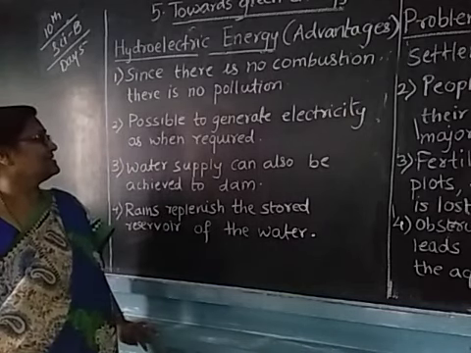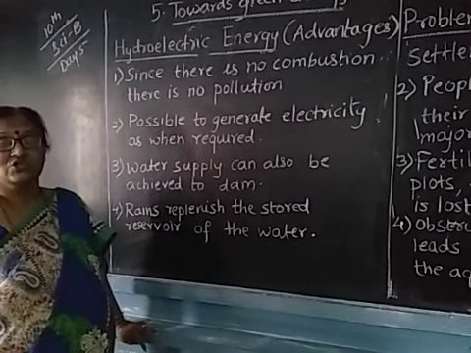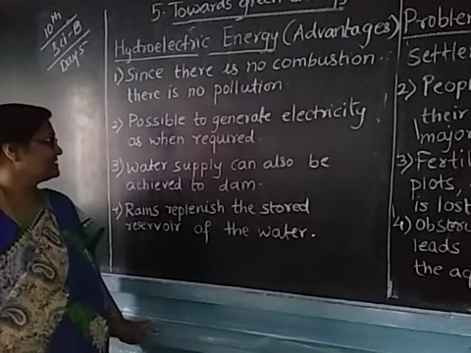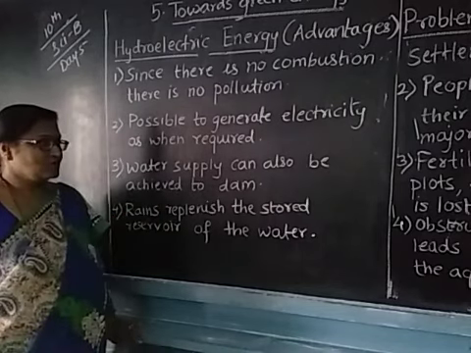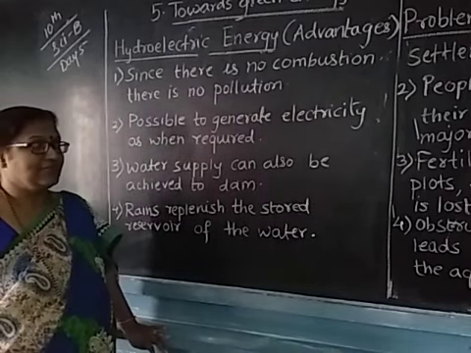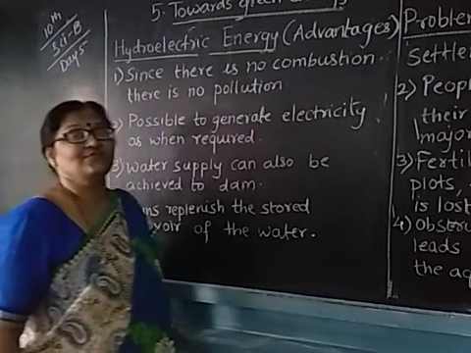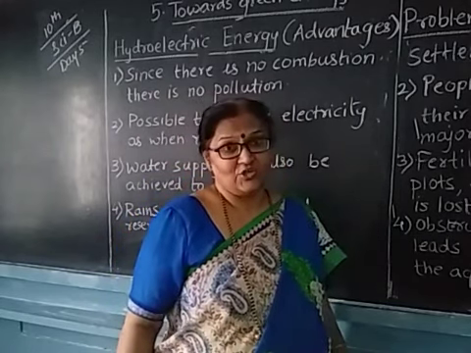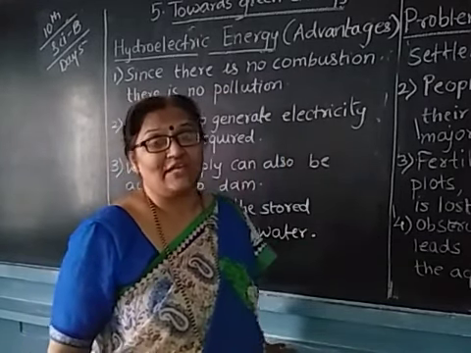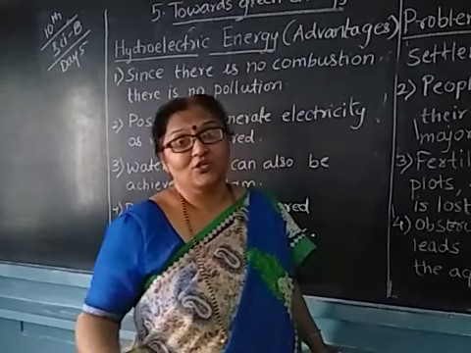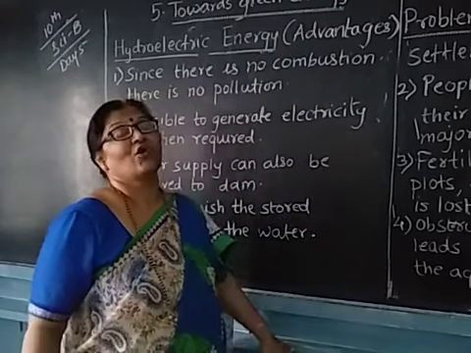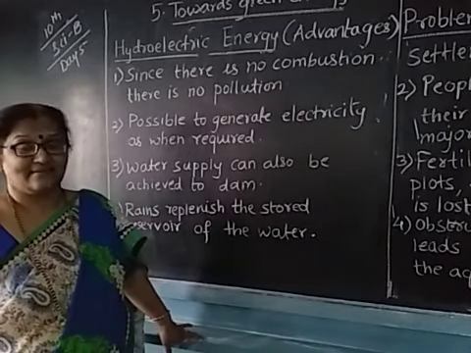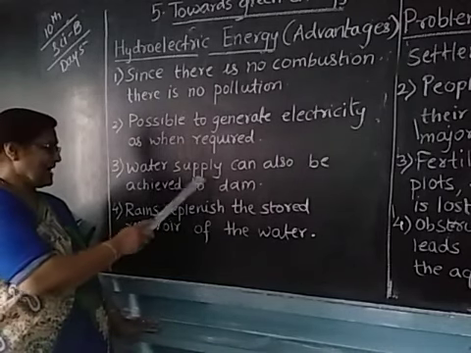Possible to generate electricity as required. So, whenever we require electricity, we can produce electricity. Water supply can also be achieved from the dam. That means, suppose if the water is over in the dam, we can lead the water into the dam, or we can release it from the dam. If it is more in the dam, then also we can let the water out. So whatever water is required, or whatever the capacity of the dam is, that can be put into the dam.